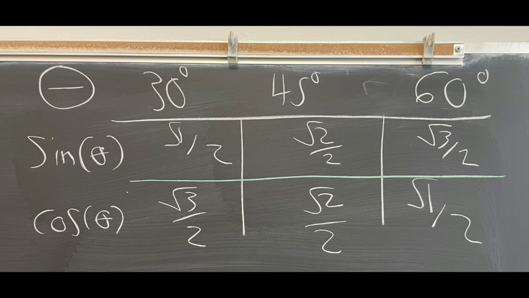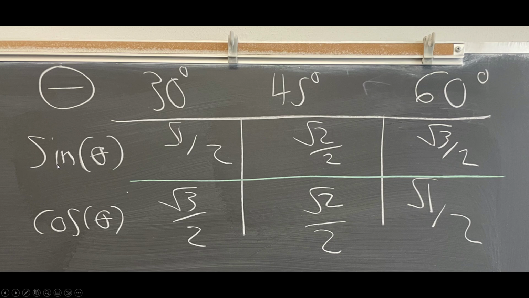Now, we're going to get into vector addition. There are some common angles that you're going to see a lot in this class, which is an angle theta with a value of 30 degrees, 45 degrees, and 60 degrees. And our two common functions are going to be sine and cosine.